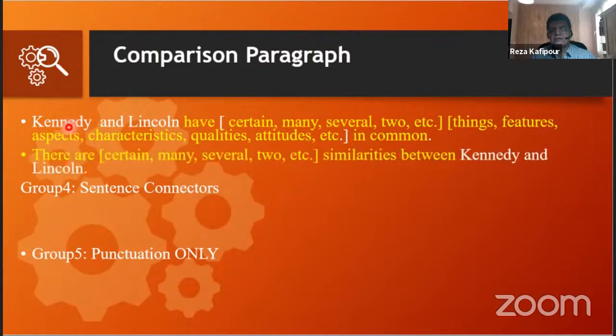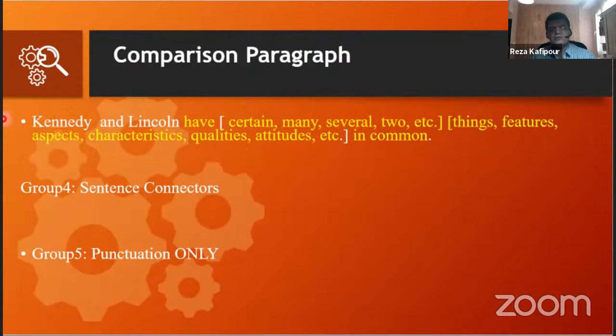For example, for the first one, we said, Kennedy and Lincoln have many features in common. It is a very good structure as topic sentence for a paragraph of comparison. After that, in each one of the majority of sentences we will discuss one of the features that Kennedy and Lincoln have in common.